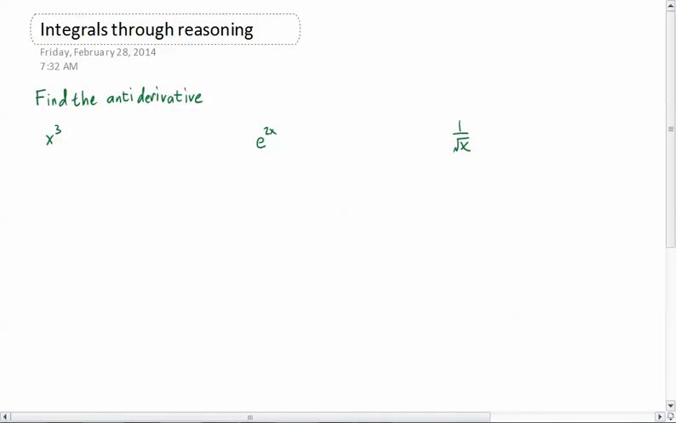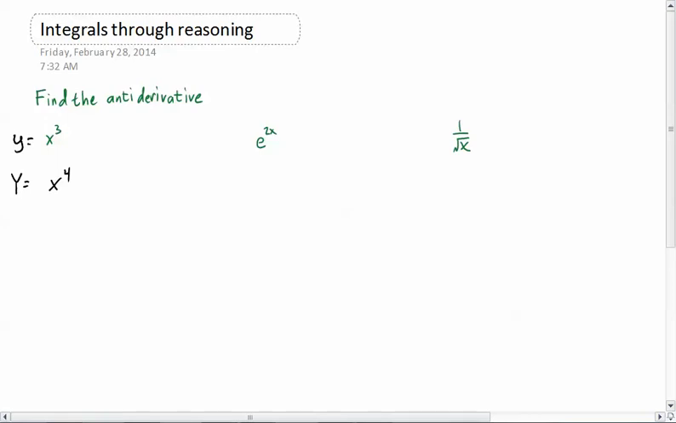So here, just follow with me. I'll show you a couple of examples. Here I've got x to the third. Now the x to the third had to have come from what? The derivative of what would give you x to the third? Now most of you will say, well, of course it's x to the fourth. Okay, sure. So if we say that this is y, then the antiderivative could possibly be x to the fourth.